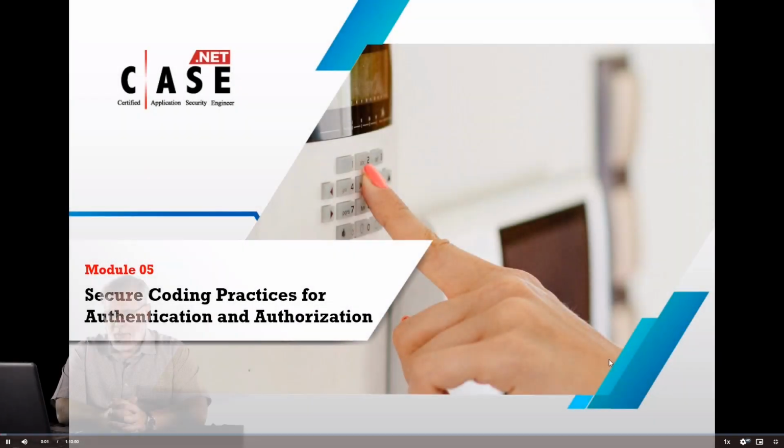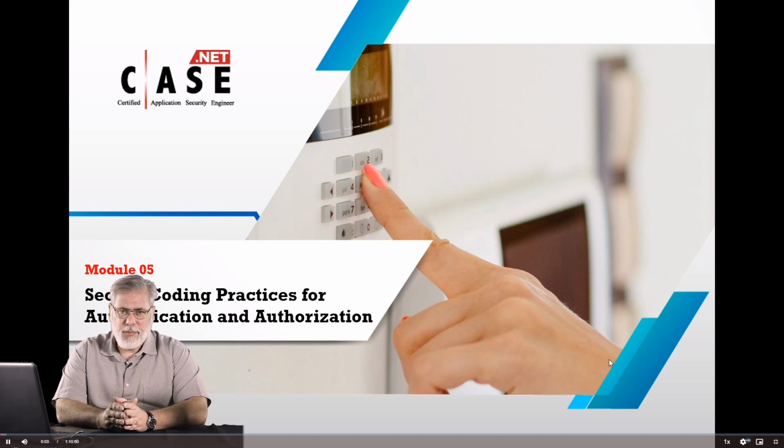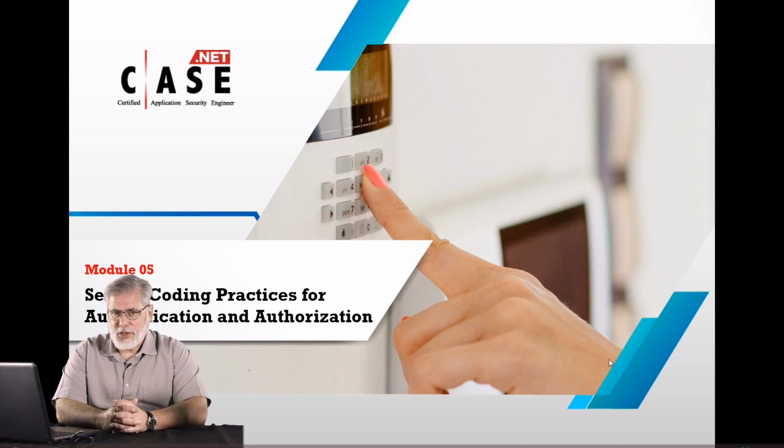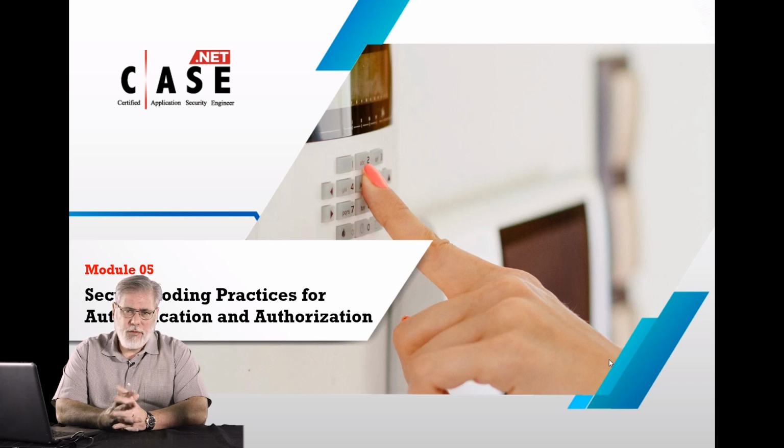In this module, Module 5, we're going to talk specifically about secure coding for authentication and authorization. There's a lot of code samples in here, and we'll talk about each and every one of them, but many of them are relatively self-explanatory. The idea is that you know how to write secure code to effectively authenticate and authorize users.